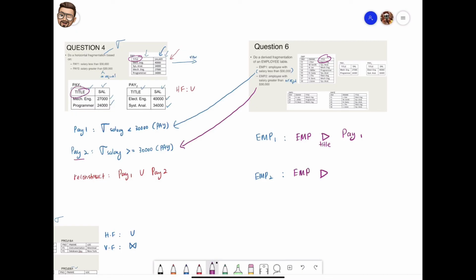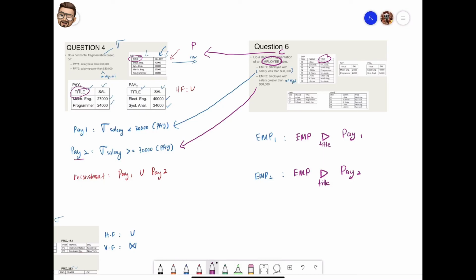Employees with salary greater than or equal to 30k. It is pay 2, salary derived with pay 2 on title. So you need to remember that since employee is the child of table pay over here, okay, pay is the parent over here, then we need to use derived horizontal fragmentation, meaning double horizontal.